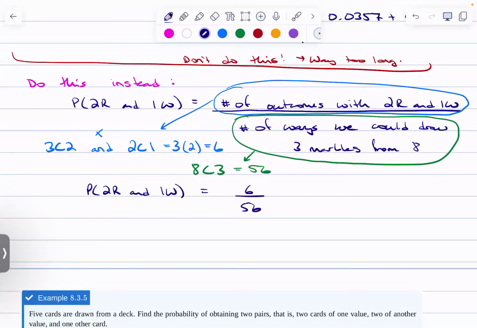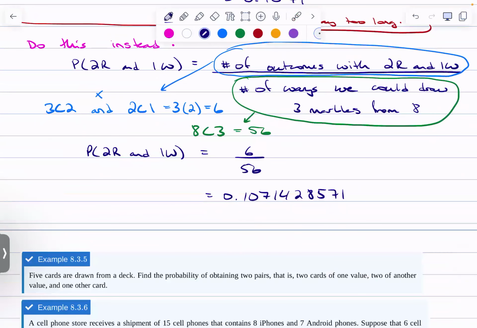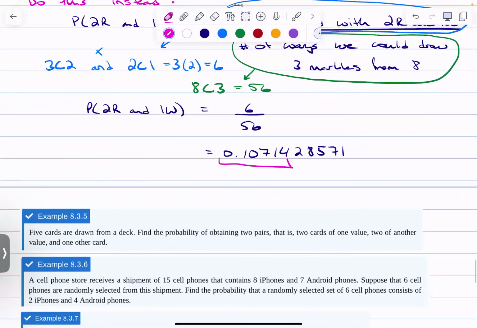Let's try it. I get 0.10714285571, which is great because that feels a lot quicker than building the tree and then using the tree and mapping out all your outcomes. But we do get the same answer. Right here, we used rounded values, right? And so we only get a rounded value for our answer, but it's the same. Same answer.